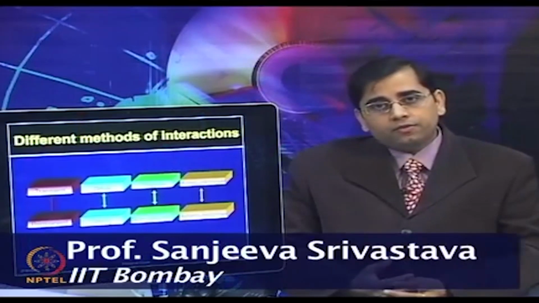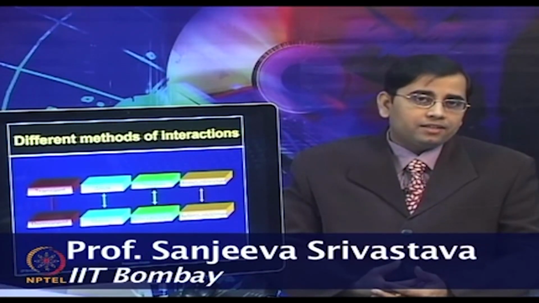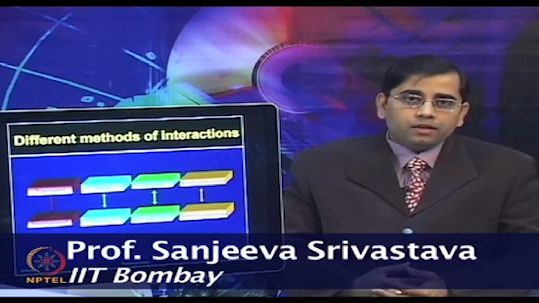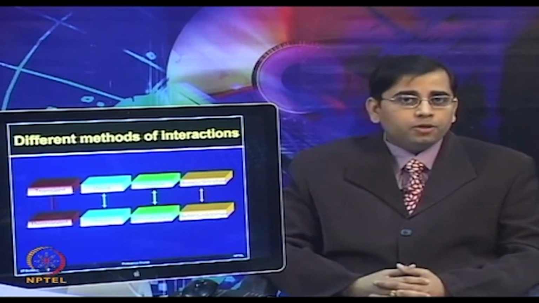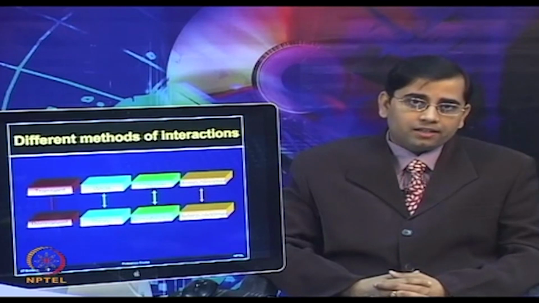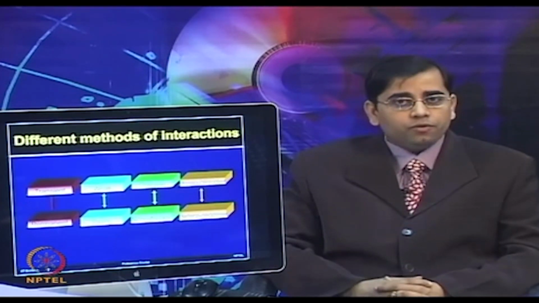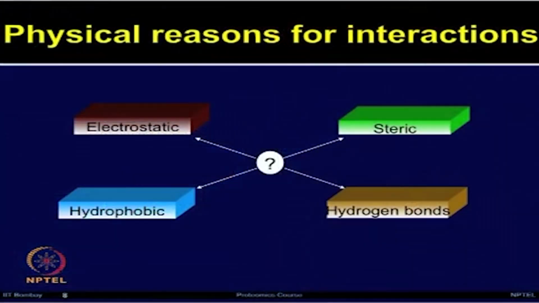So, this gives you a glimpse of the complexities involved in the interactions, because studying the interactions requires various types of technologies just because of the diversity of interactions as well as the different types of complexities involved. So, what are the physical reasons for these interactions? It could be electrostatic, hydrophobic, steric, hydrogen bonds, etc. Earlier in our modules, when we talked about proteins and their different properties, we discussed some of these physical reasons.